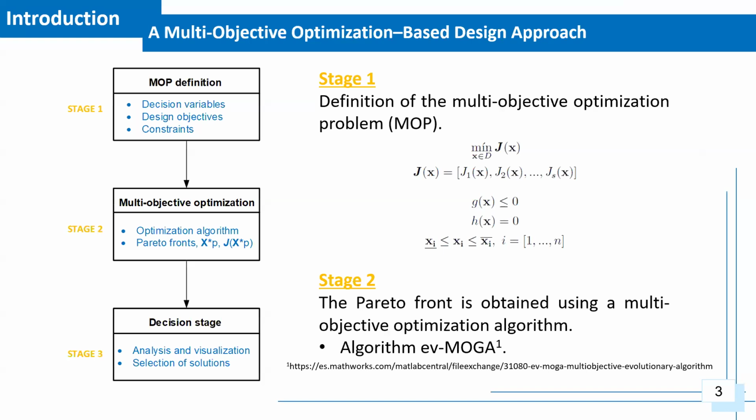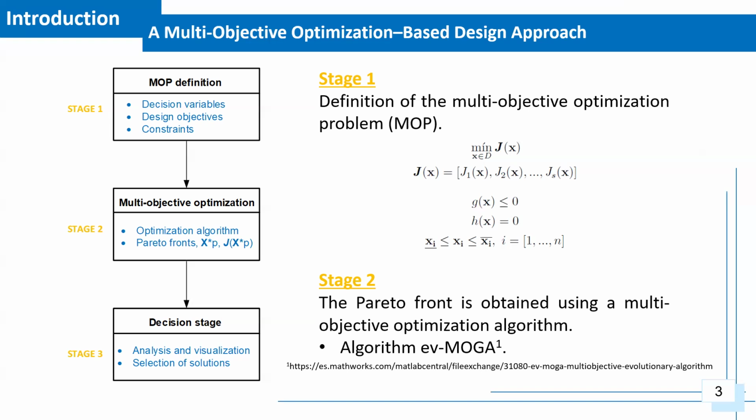A multi-objective optimization design procedure consists of at least 3 stages. In stage 1, the multi-objective optimization problem is defined. In stage 2, the Pareto front is obtained using a multi-objective optimization algorithm. In general, a MOP does not have a single solution, but rather a set of optimal solutions with different levels of trade-off between its design objectives. This set of optimal solutions is known as the Pareto front.